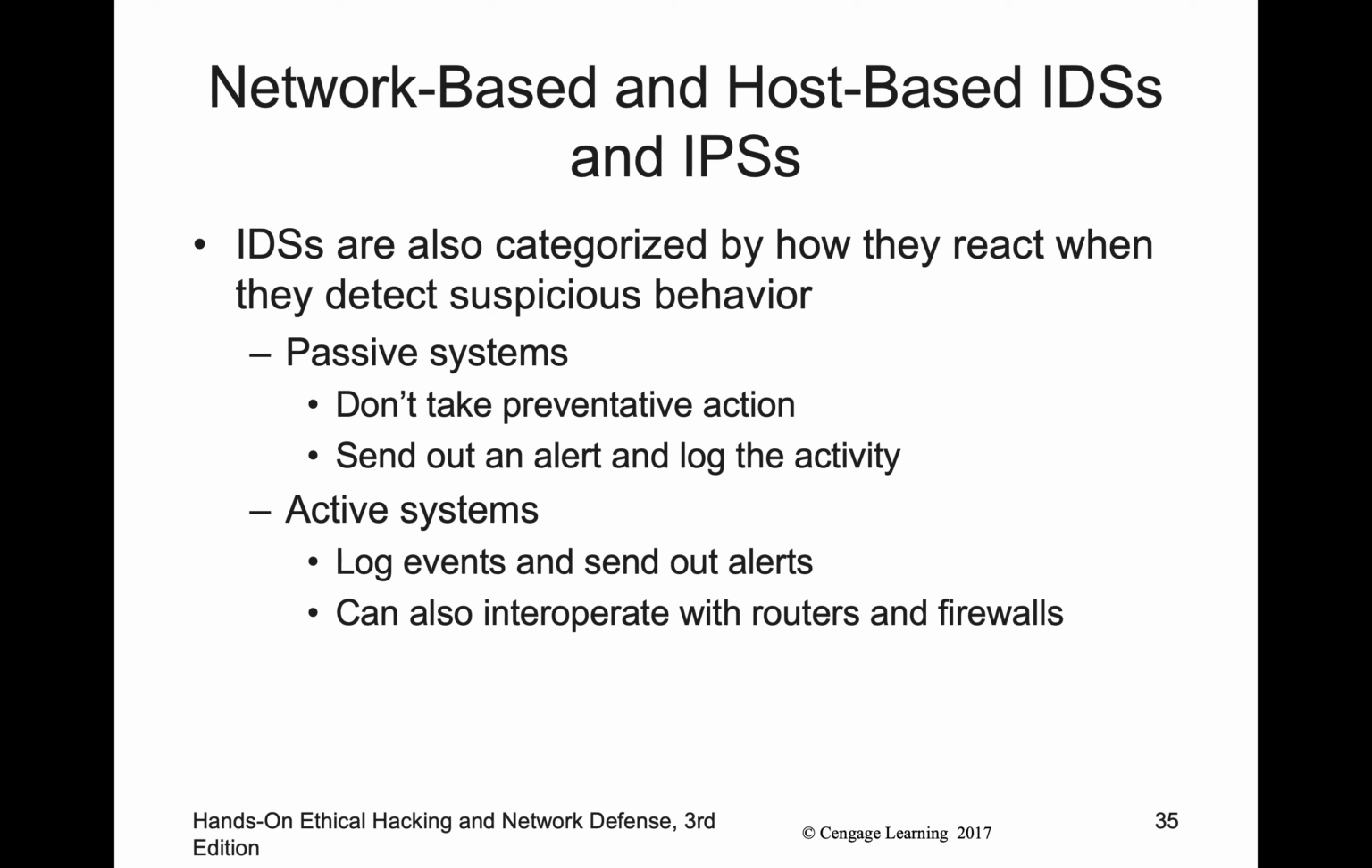IDSs are characterized by how they react when they detect suspicious behavior. There are two main types: passive and active systems. Passive systems do not take preventative action. They simply alert and log suspicious activity. Active systems, on the other hand, also log activity and send alerts, but they can work jointly with routers and firewalls.